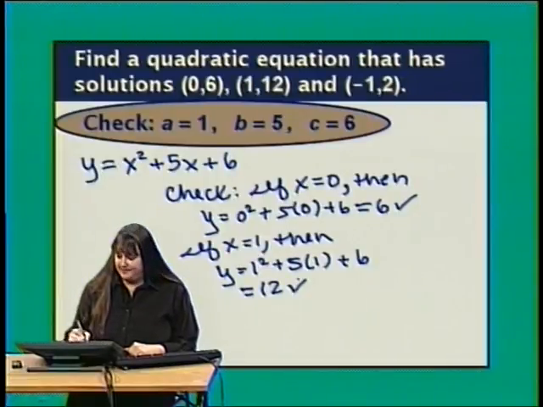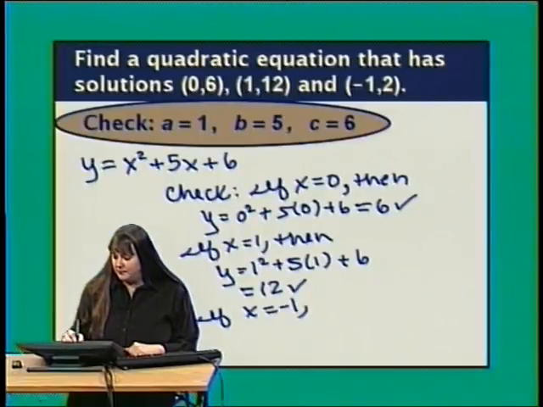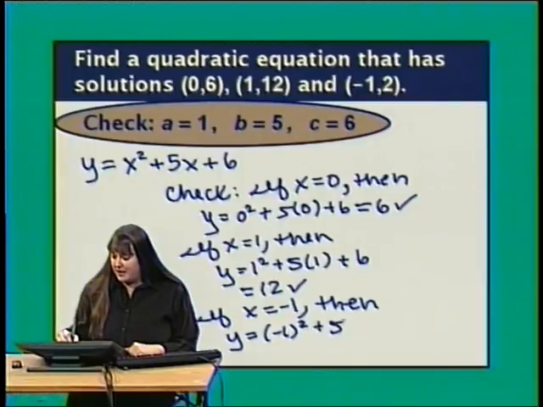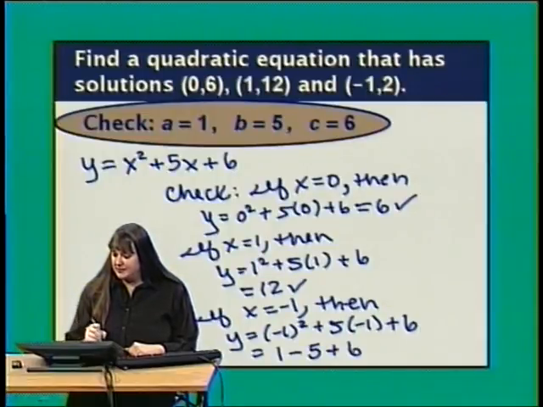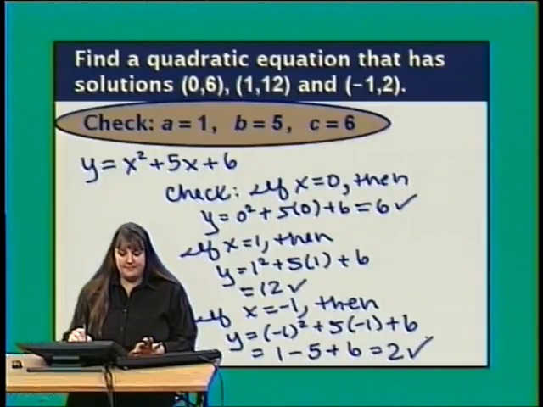So that checks. Finally, what happens if x is negative 1? Well, I'm hoping y will be 2. Let's find out. y is going to be the square of negative 1 plus 5 times negative 1 plus 6. That's 1 minus 5 plus 6. That's 7 minus 5, which is 2. That checks.